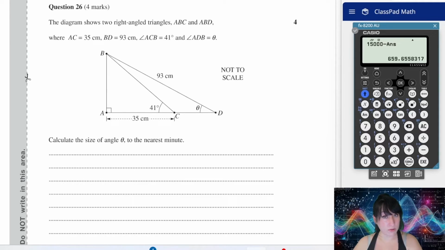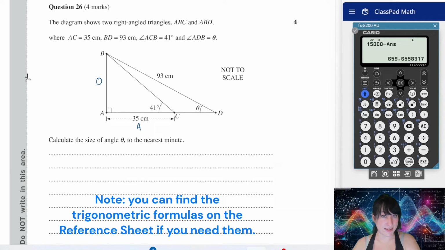I'm seeing a right-angled triangle here with a known angle and a side, which means we can use that information to find another side of that triangle. Notice how the side AB is part of both this smaller triangle and this larger triangle. So let's find AB using the angle 41 and the side AC, which is 35. Now, from this angle, 35 is the adjacent, and the side AB is the opposite, so we can use tan to find that side.